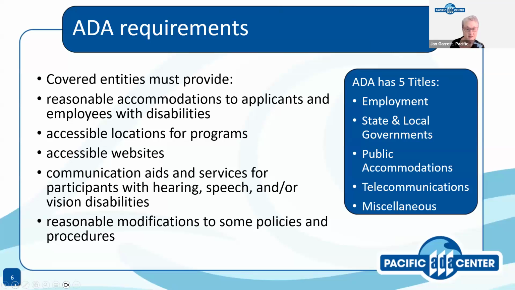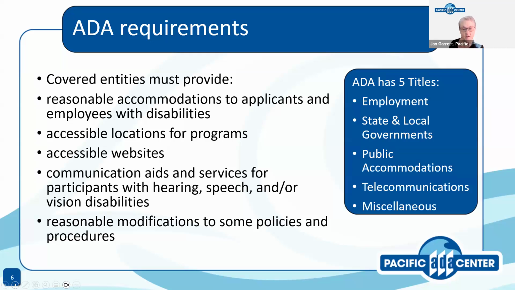The ADA does have some specific requirements, some of which we will talk about today. Any entity that is covered by the ADA has to provide reasonable accommodations to applicants and employees with disabilities, and we will be focusing on employment in the webinar today. You also have to provide accessible locations for your programs and services, accessible websites, no matter what kind of entity you are, whether you are a state or local government or a private company or a private nonprofit. You need to provide communication aids and services for participants and customers with hearing, speech, and or vision disabilities. And you need to provide reasonable modifications to some policies and procedures.